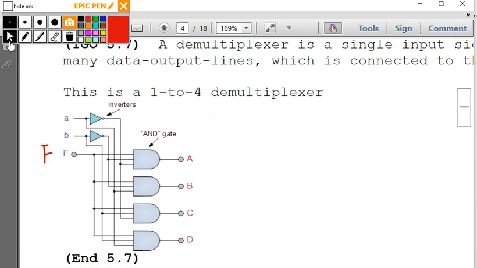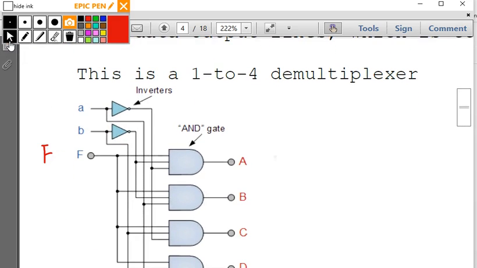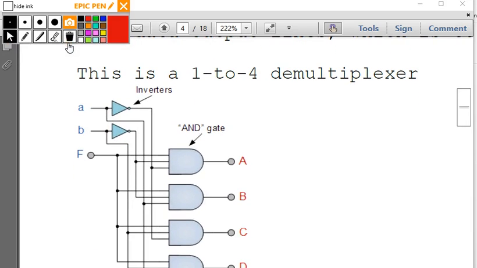Zoom in on the diagram. You can now see A, B, and F a little more clearly. So here's what's happening. We have this one F input line which goes to all 4 3-input AND gates, right? So that's our single input line. And then we have these 2 signals.